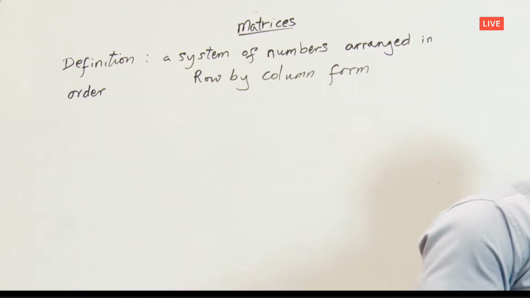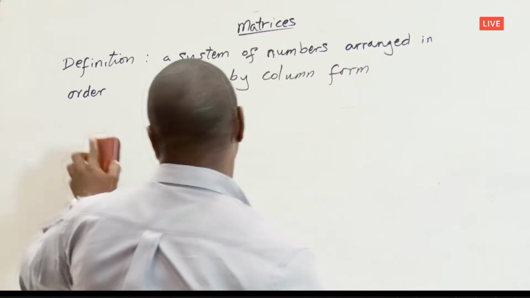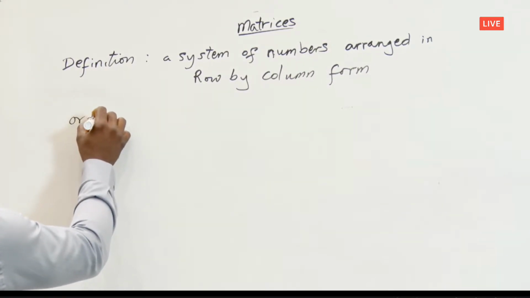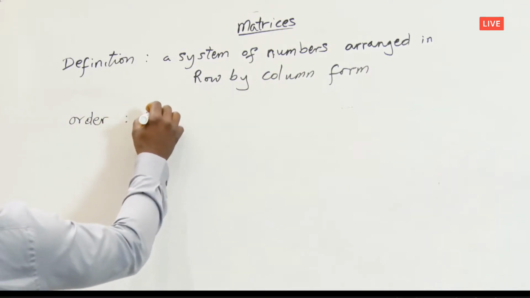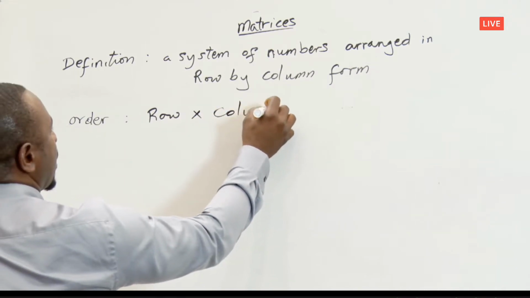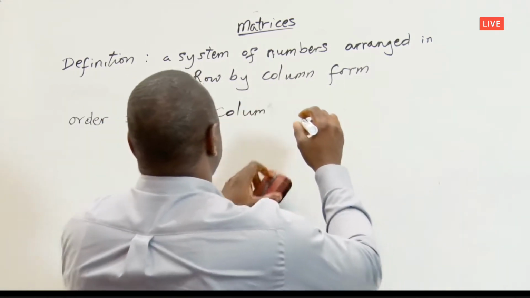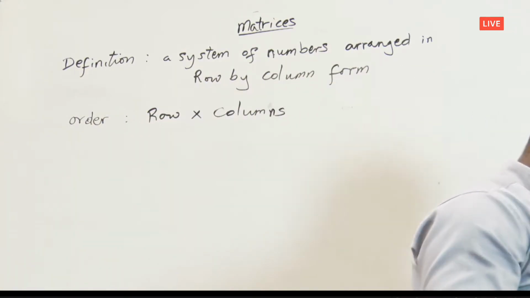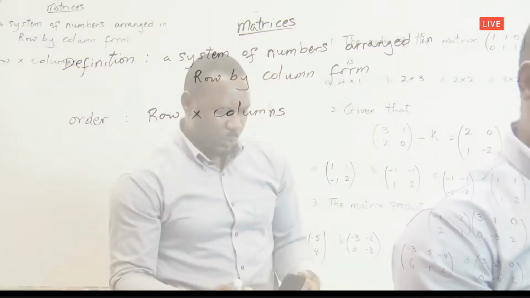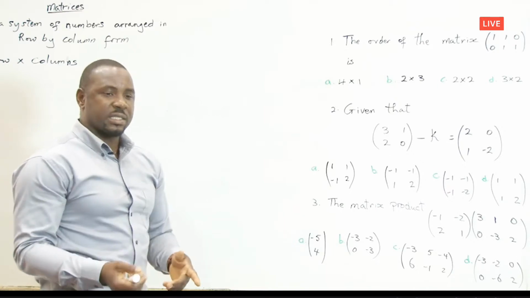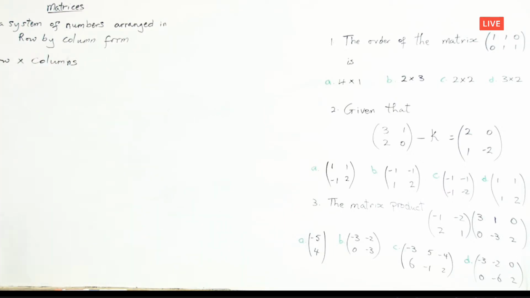All right? And when you look at the amount of rows inside of a matrix multiplied by the amount of columns, that is going to give us what is called the order of the matrix. So the order speaks about the amount of rows multiplied by the amount of columns. Quite straightforward.